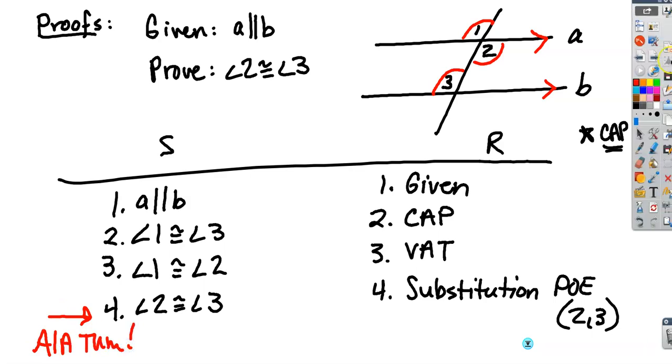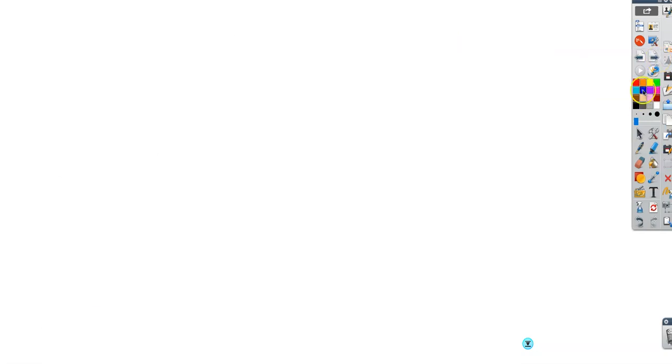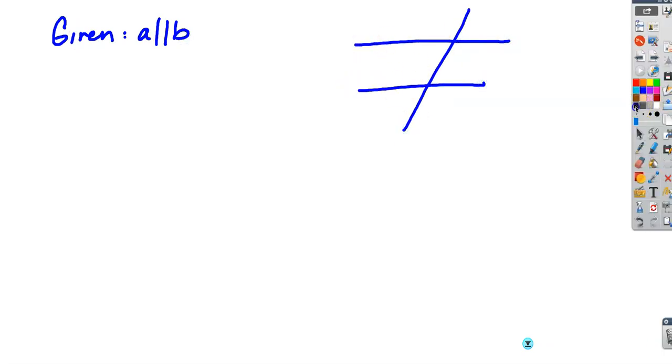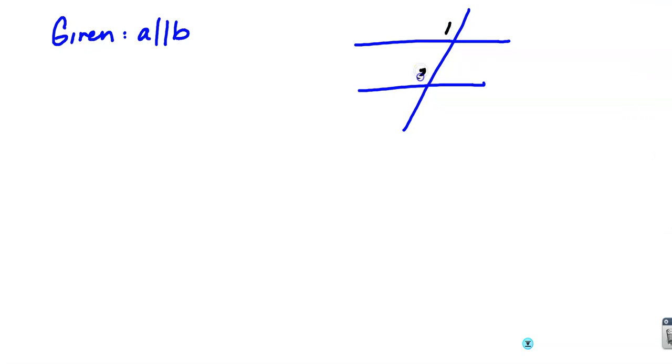Okay, let's try another one. Let's do alternate exterior angles. So we'll do kind of the same setup. I'll start with the given that the lines are parallel. I'll start with kind of a similar drawing. This time I'm going to use 1 here, 2 here, and 3 here, okay?